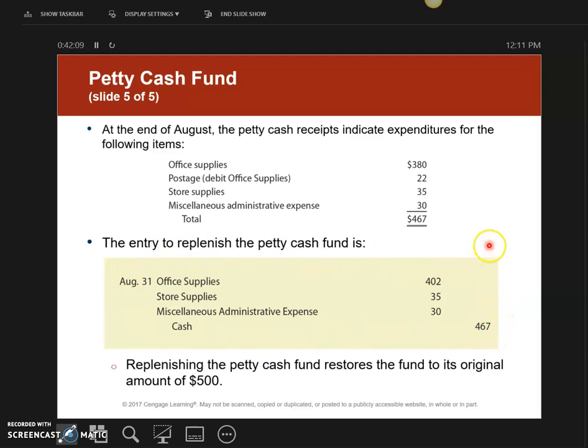If I did not have $33 in there, let's say I had $31 in there, but my receipts equaled $467. When you add that together, you're going to get $498, which means I'm going to be short $2. If I was under this scenario and I only had $31 in there instead of 33, this check would be written for $469 and I would have cash short/over for $2. So sometimes you might be short on your petty cash.